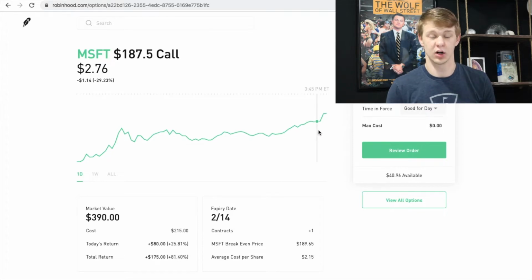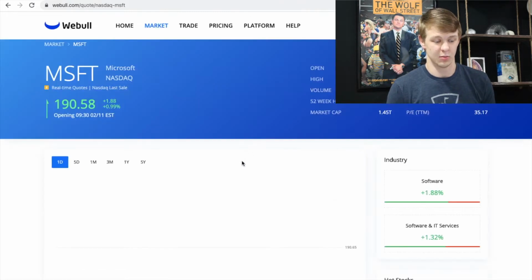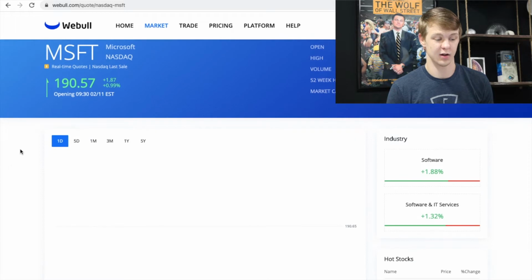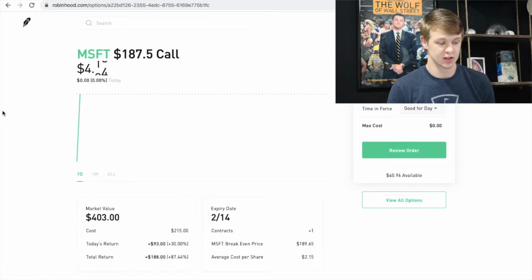We started it yesterday. I was not wanting to sell that because I knew that Microsoft was going to continue up. So this stock is continuing up. The market opened higher. We are here on Webull now, and you can see that it's fluctuating quite a bit. Does look like it is slowly dropping. This would be a time to sell this call. It is at 403.